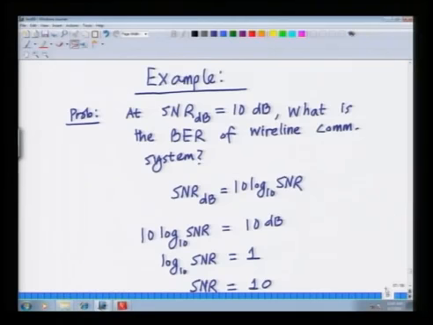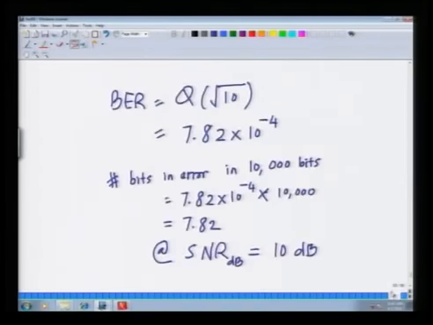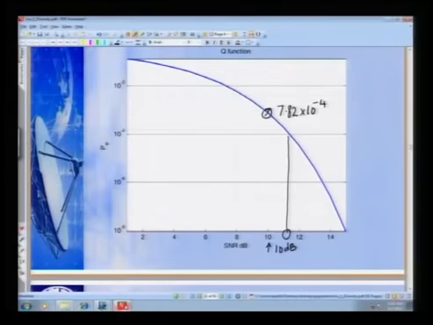We also did an example in which we computed at 10 dB what is the probability of bit error of a wireline or wired communication system. We said 10 dB SNR is equal to SNR of 10, and hence the bit error rate is Q of square root of 10. We said there is no closed form expression for this, but this can be evaluated using tables, and the value is 7.82 into 10 power minus 4. We also looked at a plot of the bit error rate versus SNR, and at 10 dB the bit error rate is 7.82 into 10 power minus 4.